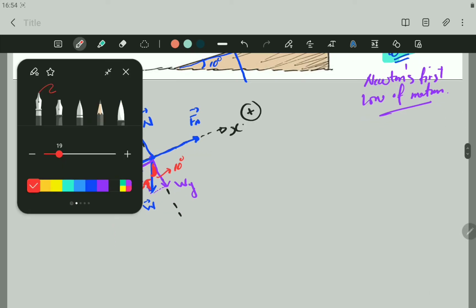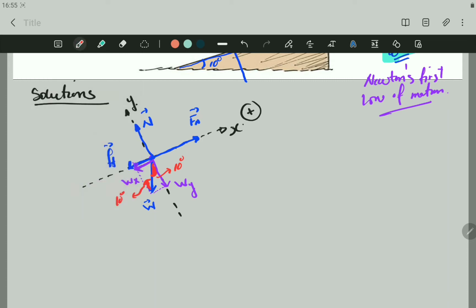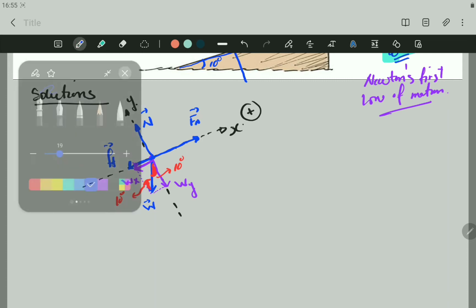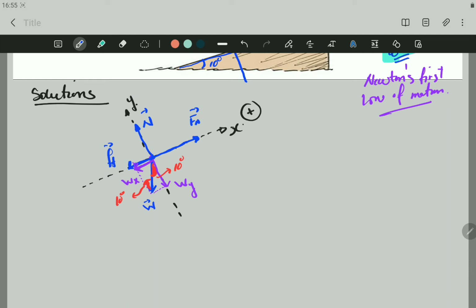Now, we have to calculate the force that the person needs to apply on the box so that the box moves at constant velocity. So we're going to apply Newton's first law.